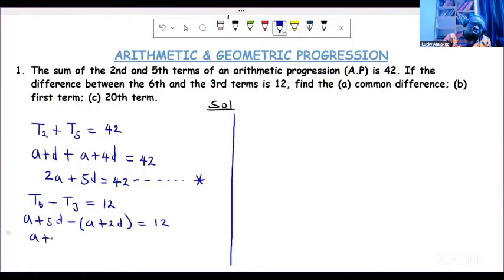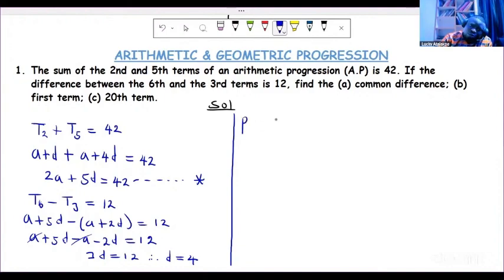Now, the subtraction will affect everything in the bracket. So this will become minus A minus 2D, which is 12. So here, A minus A will cancel out. So 5D minus 2D, that's 3D equals 12. Therefore, D will be 4, because if you divide both sides by 3, you obtain 4. Because it is only 4 you multiply by 3 to get 12.